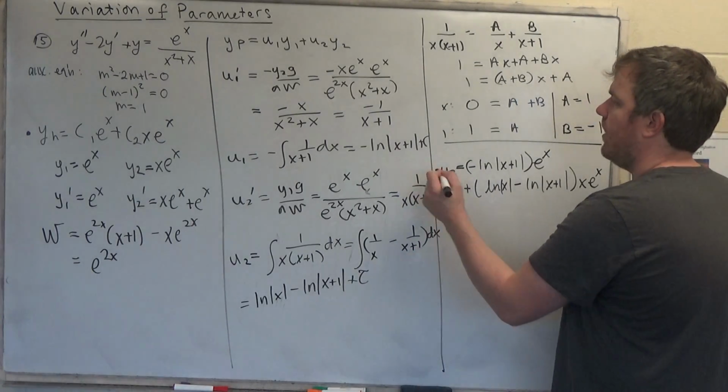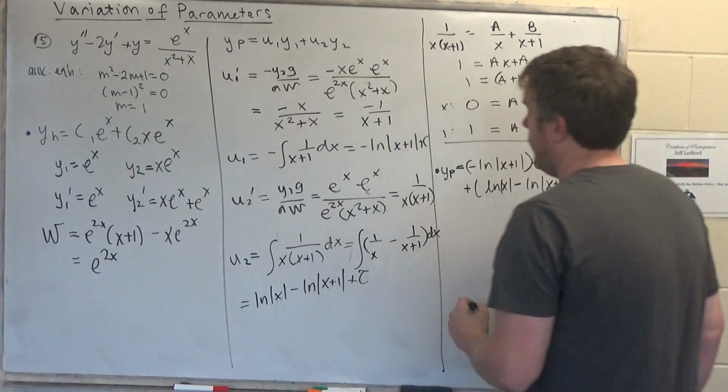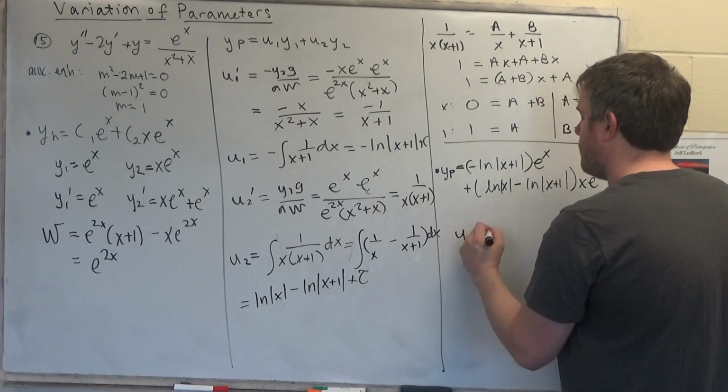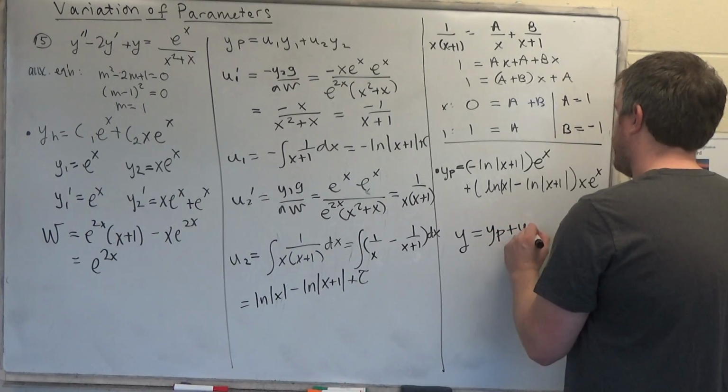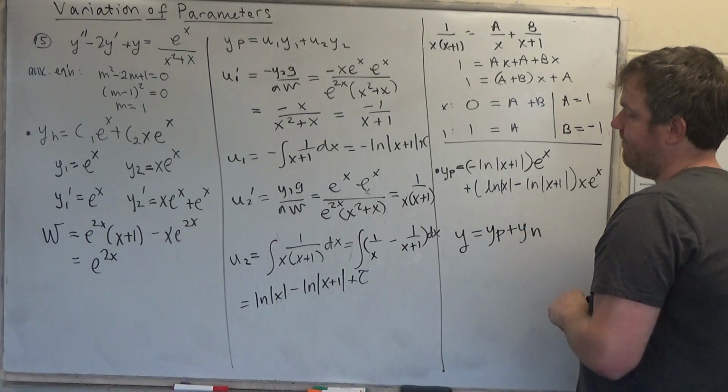Mark out where yp is. I've already marked where yh is. So the general solution is always given by the particular solution plus the homogeneous solution. And that's it.